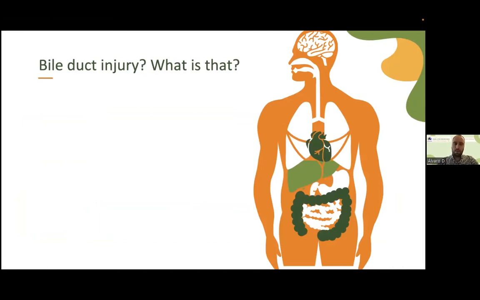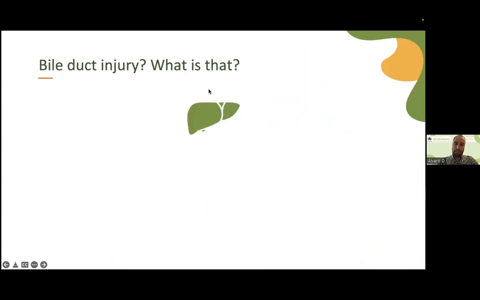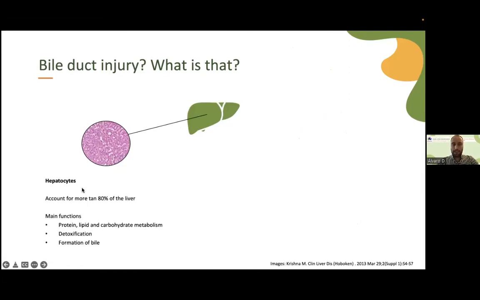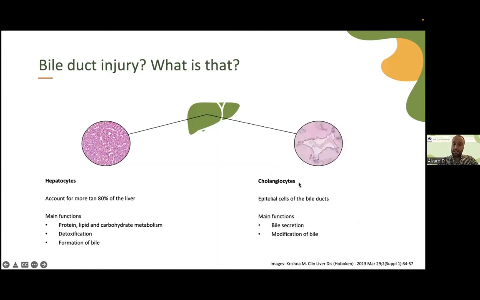First, it's important to know what the liver is and where the liver is. The liver is this organ that is placed in the upper right quadrant of the abdomen. This is the picture of the liver, and it's conformed by 2 main cells. On the one hand, we have hepatocytes that account for more than 80% of the liver, and the main functions of these cells are metabolism, detoxification, and also the formation of bile. On the other hand, we have cholangiocytes that are the epithelial cell of the bile ducts, let's say the skin inside these bile ducts, and the main functions of these cells are bile secretion and modification of bile.